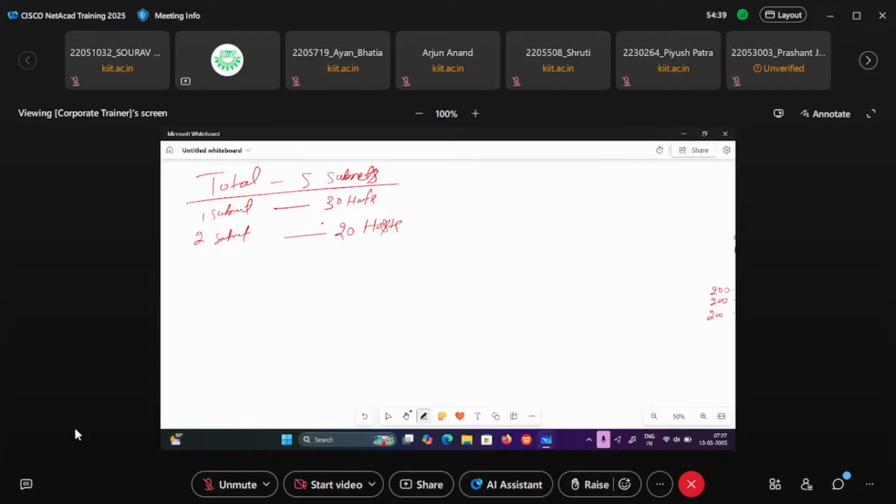Subnet 0, we are just removing it. Generally, in industries, in the real world, people don't generally configure subnet 0. Okay, so we can skip subnet 0. We'll start with the first subnet, second subnet.